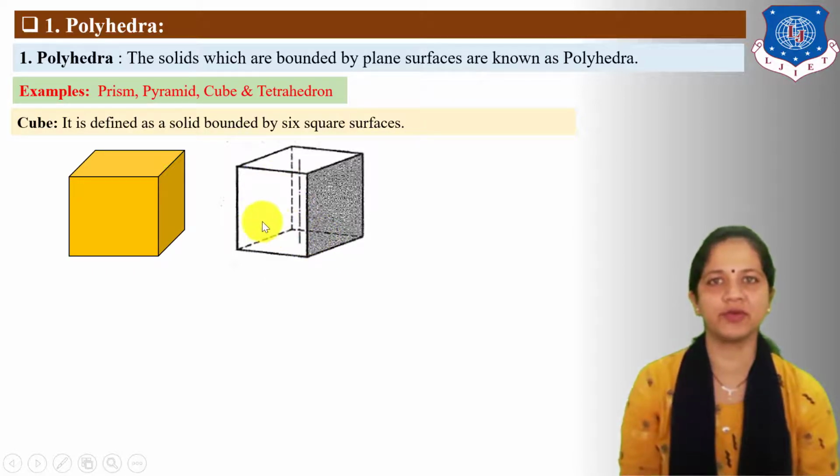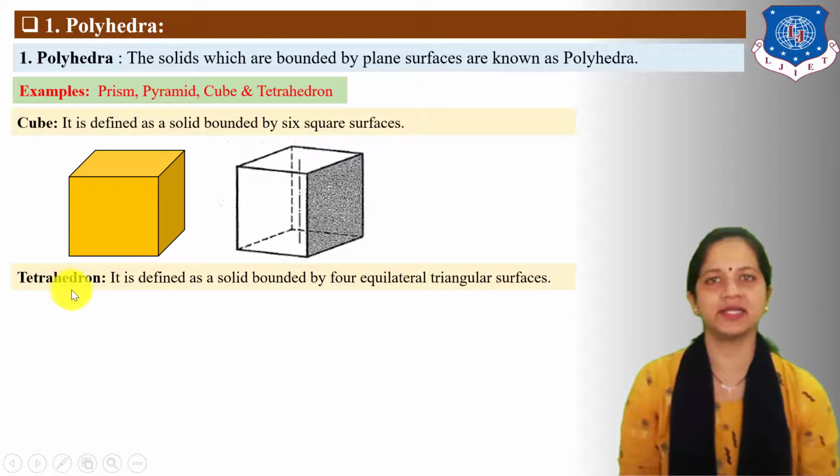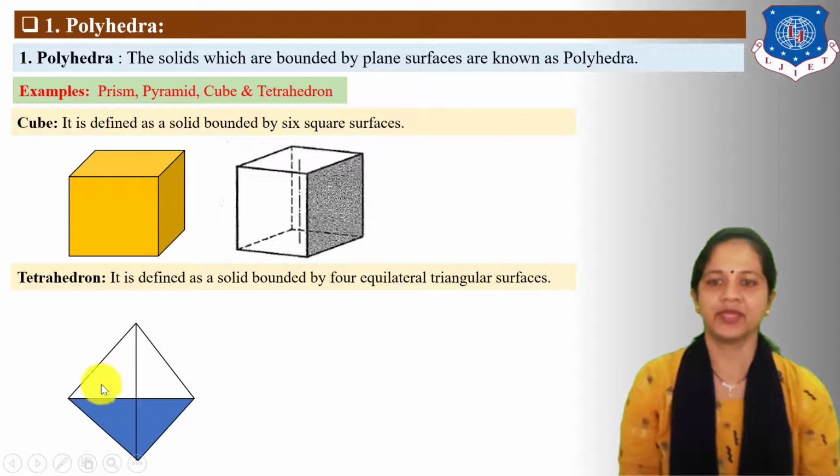So, cube is bounded by 6 equal square surfaces. Next, let us understand tetrahedron. It is defined as a solid bounded by 4 equilateral triangular surfaces. Here you can see tetrahedron is given.